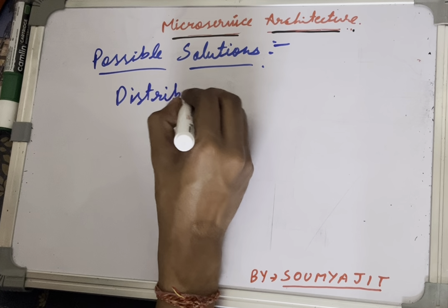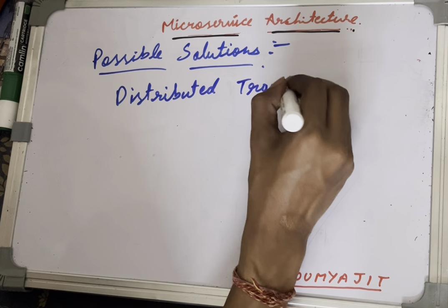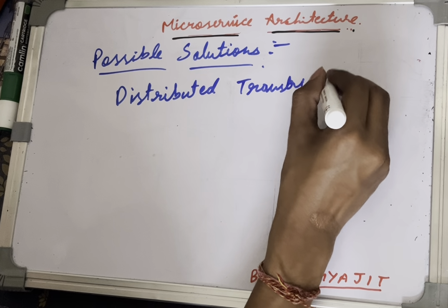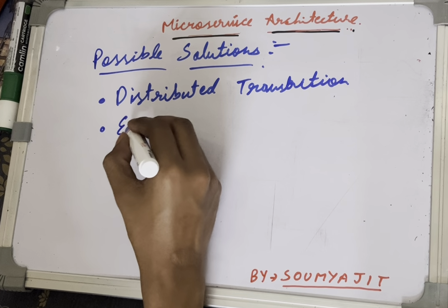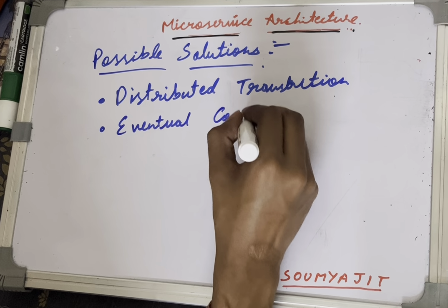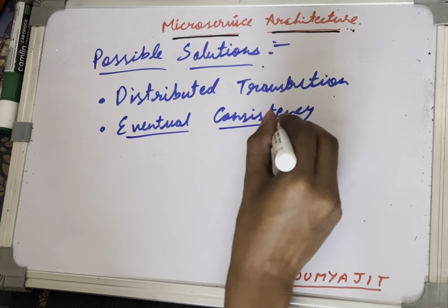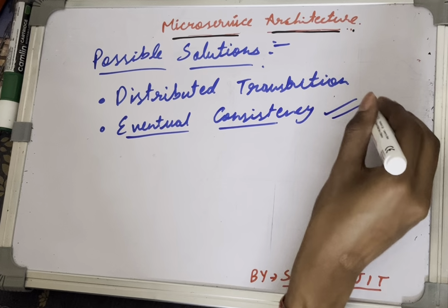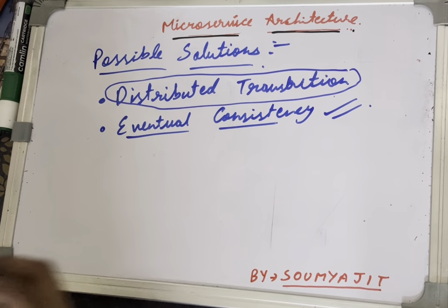So the possible solutions will be, first, distributed transaction, and the second will be eventual consistency. We have already talked about this solution. Now we will talk about the distributed transaction, right?